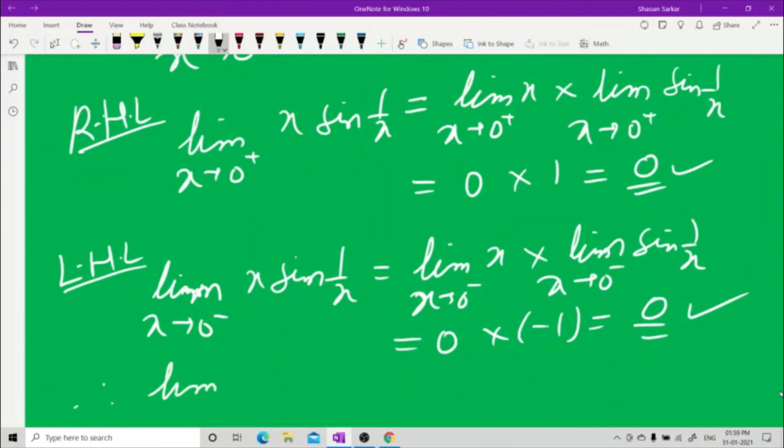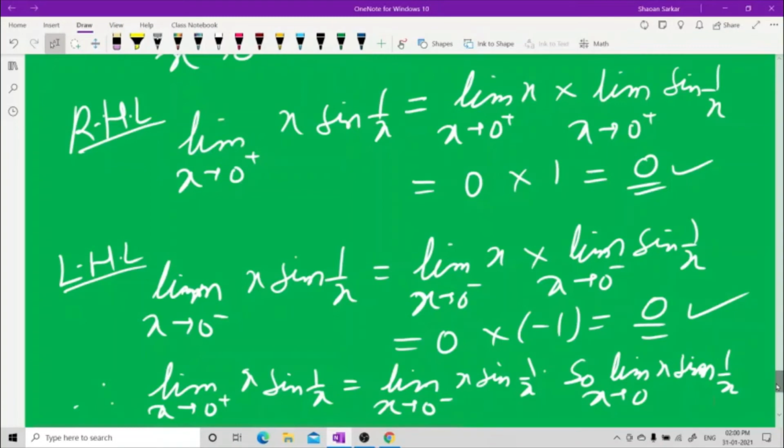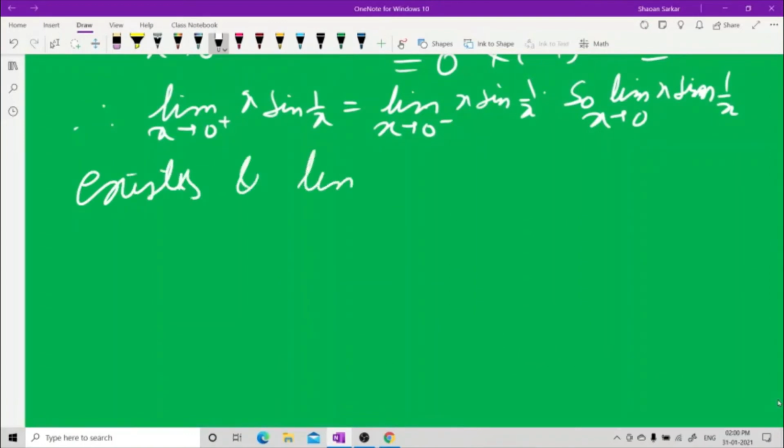Therefore, limit x tending to 0 plus x sine 1 upon x is equal to limit x tending to 0 minus x sine of 1 upon x, so limit x tending to 0 of x sine 1 upon x exists. So it exists, we write it down, and limit x tending to 0 of x sine 1 upon x is equal to 0. This is the way. I hope now you're getting the idea clear.